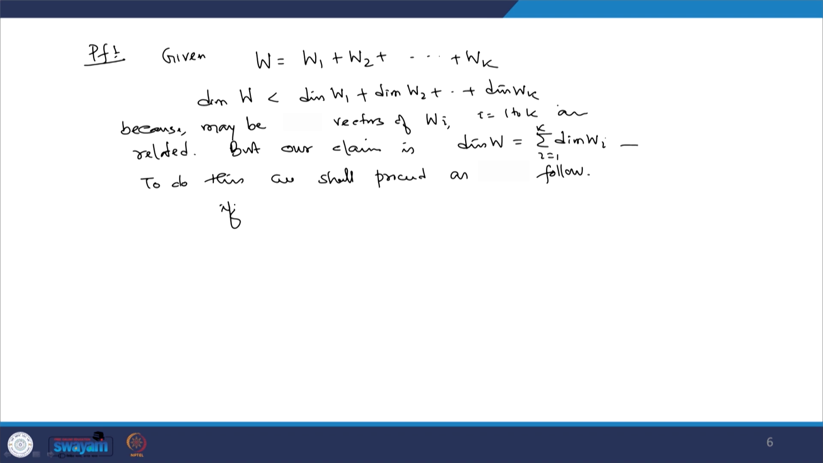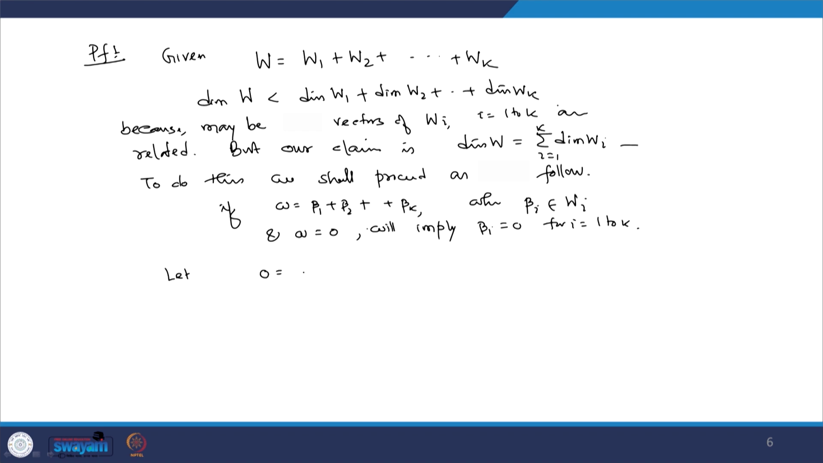We shall show that if W equal to, say, beta1 plus beta2 plus ... plus betak, where beta i belongs to Wi, and W equal to 0, will imply beta i equal to 0 for i equal to 1 to k. We want to show this. So, first I will show that if the sum of these elements equals 0, then each of the beta i equals 0. Then we will go for the next step. So, let 0 equal to beta1 plus beta2 plus ... plus betak.